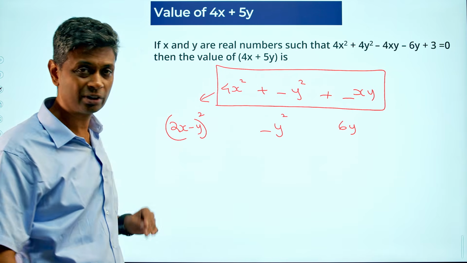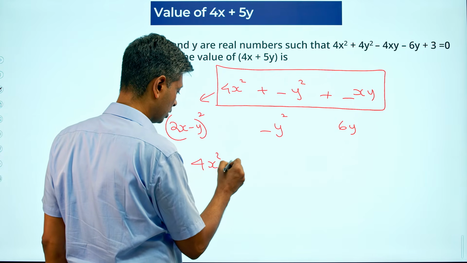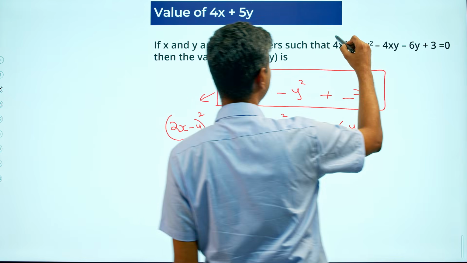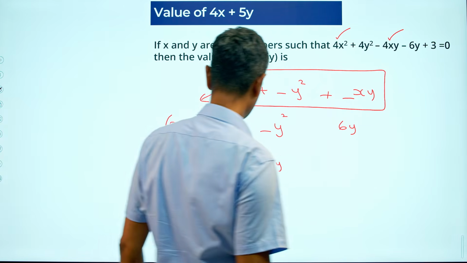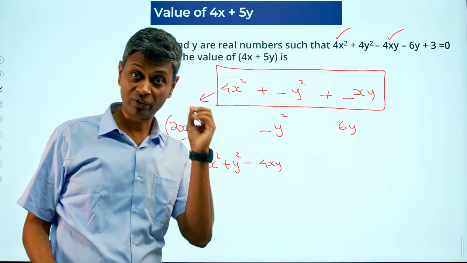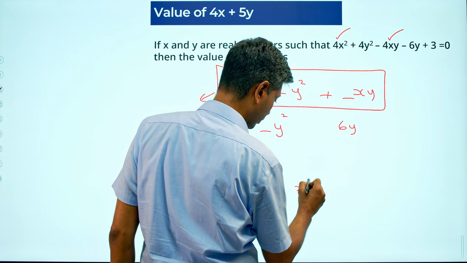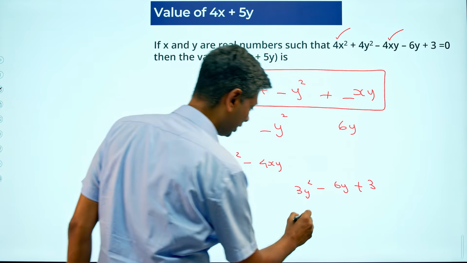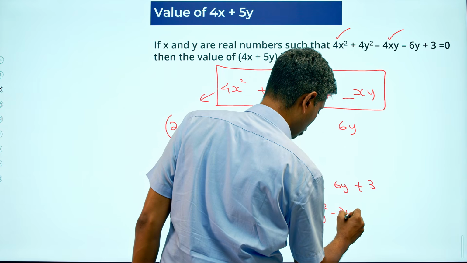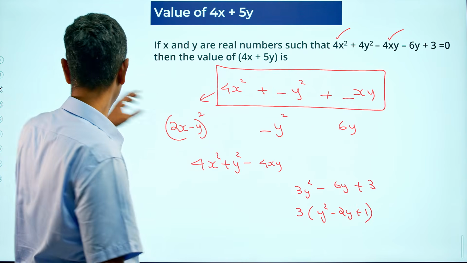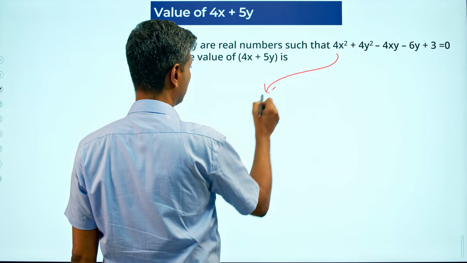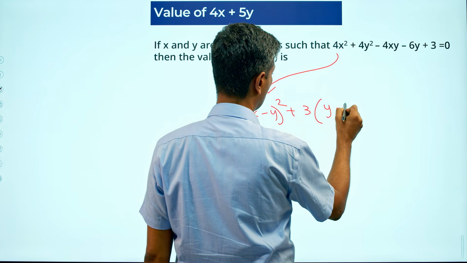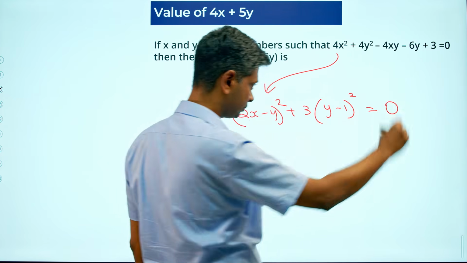So what do we do? We write this down, simplify this. 2x minus y the whole square is 4x square plus y square minus 4xy. With this, we have accounted for this and this. We plan to account for this and this. We've got that. And then 1y square is gone. So what we have remaining is 3y square minus 6y plus 3, which quite beautifully is nothing but 3 times y square minus 2y plus 1. Or this expression that's sitting here is nothing but 2x minus y the whole square plus 3 times y minus 1 whole square equal to 0.